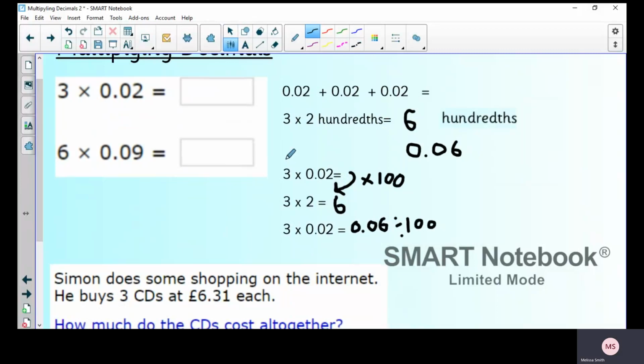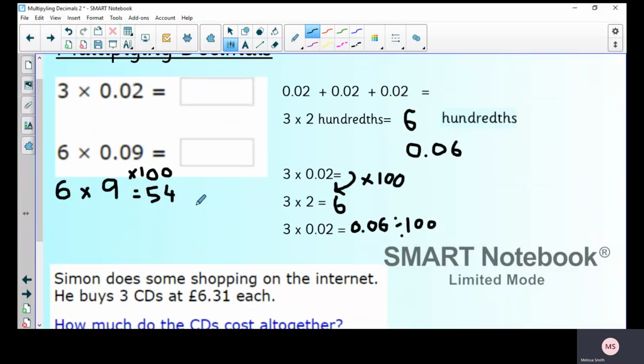All right, with those methods now, I'd like you to have a go at this one. Okay, let's have a look. Now I'm going to use the method of turning it into a whole number. 6 times 9. What did I do? Let's make a note. I times it by 100. 6 times 9 is 54.